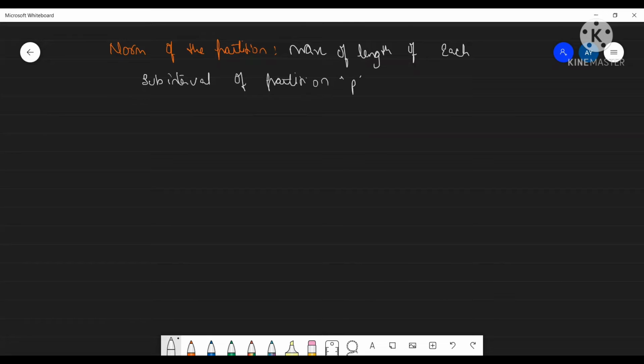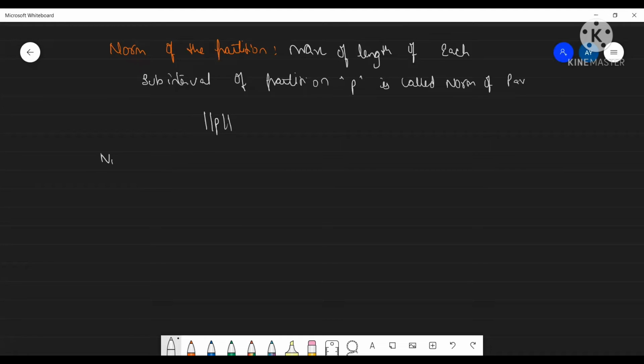How is that denoted? Partition is denoted by P. This is called the norm of the partition, and it is denoted like this. Norm of P is like this.